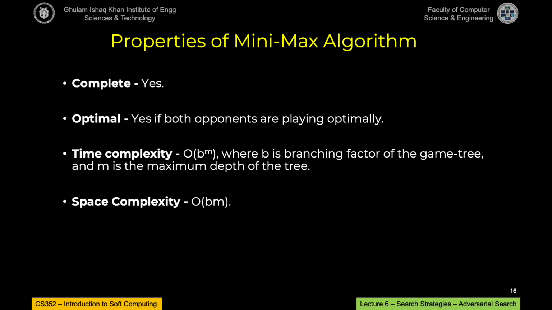Then regarding time complexity, since the Minimax algorithm is performing DFS, as I've already told before, for a game tree, the time complexity of the Minimax algorithm is the same as that of the depth first search algorithm, which is big O of b to the power m, where b is the branching factor of the game tree and m is the maximum depth of the tree. Then the space complexity is the same as that of depth first search, which is basically big O of b multiplied by m.